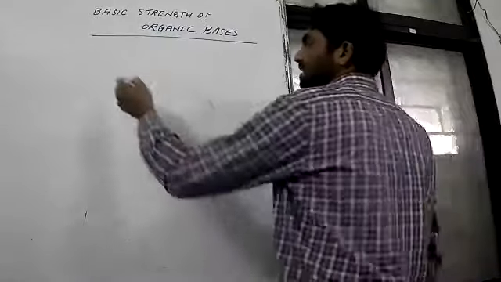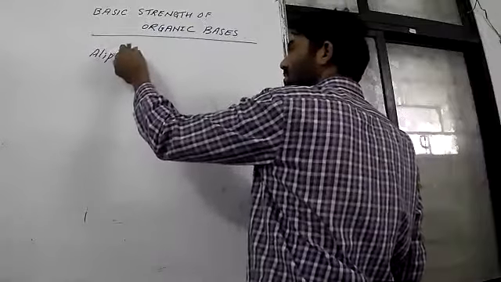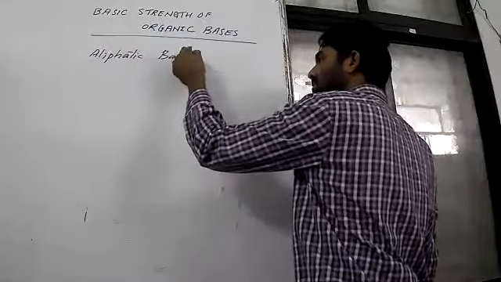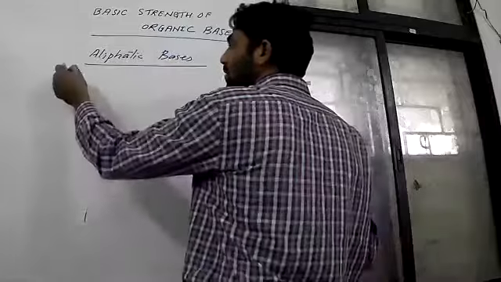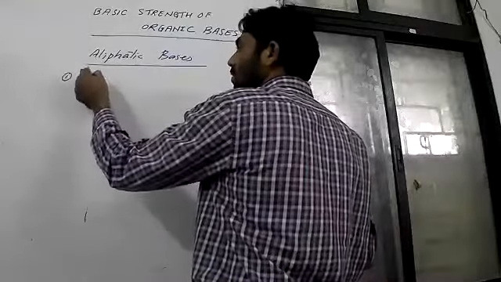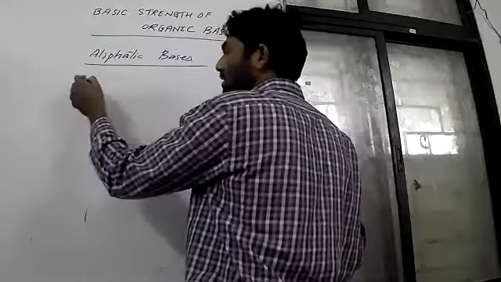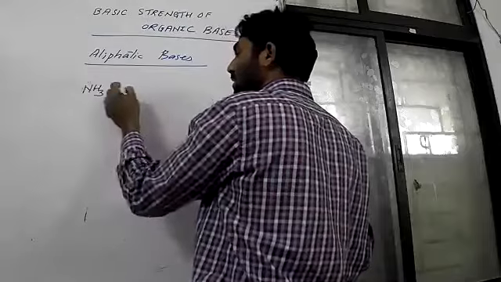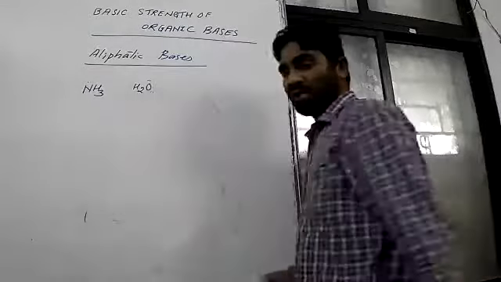Then we go for aromatic bases. So, aliphatic bases. Take the first point, lone pairs. We'll take two compounds here: ammonia and water.